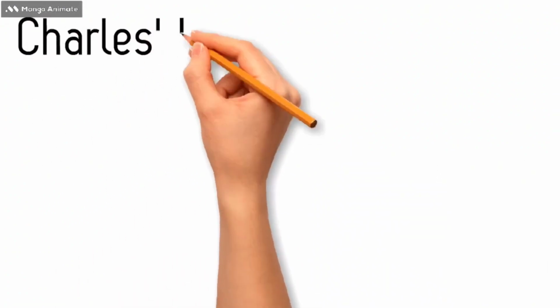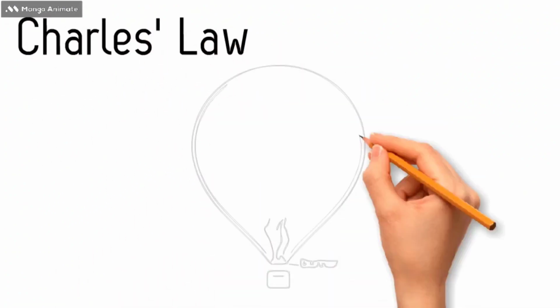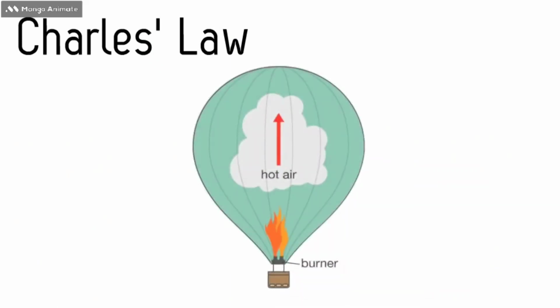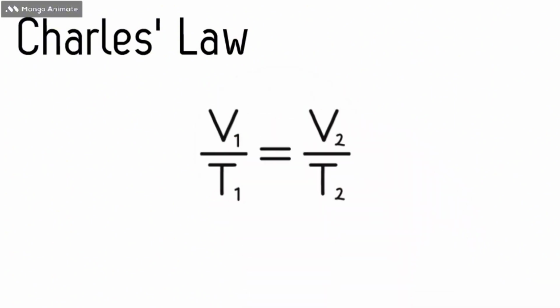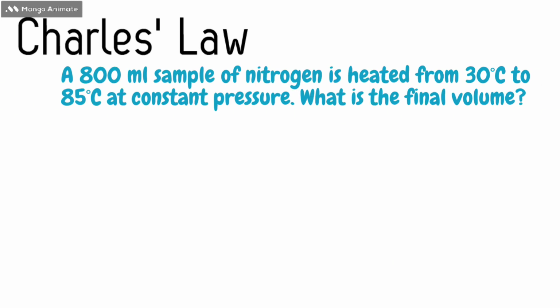One example of this is riding a hot air balloon. Hot air balloon pilots turn on or increase the burner's flame to increase the temperature inside the balloon, which makes the balloon fly. This law comes with the formula V1 over T1 is equal to V2 over T2. Here is a sample problem that will enhance our understanding of this law.